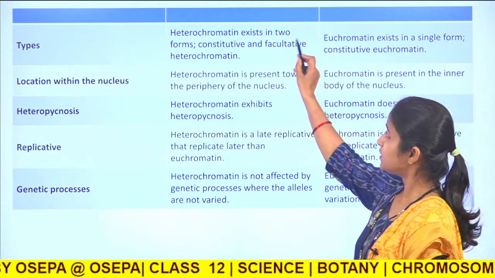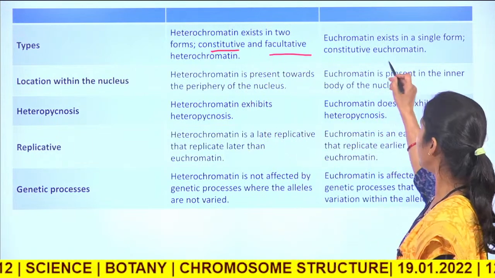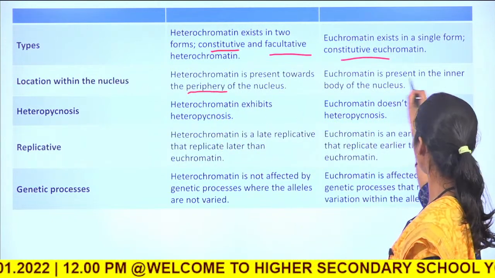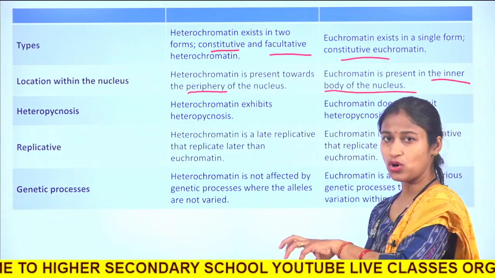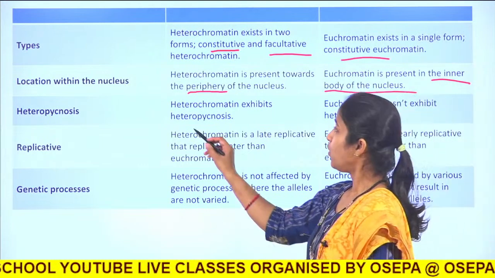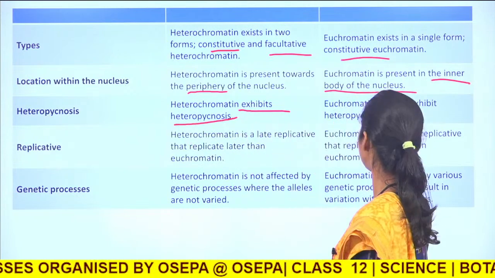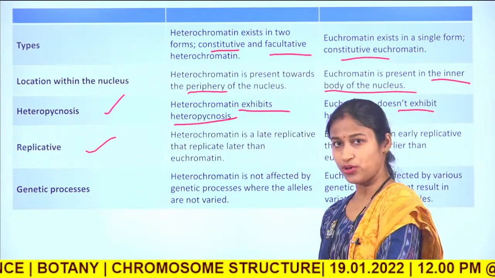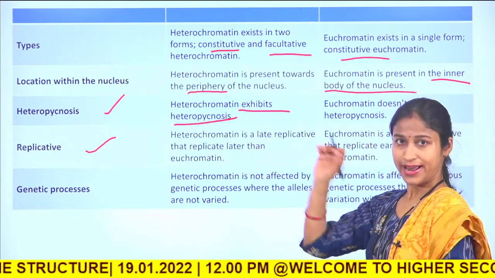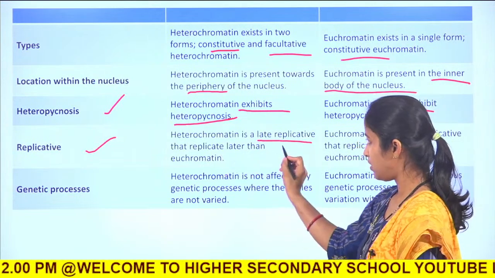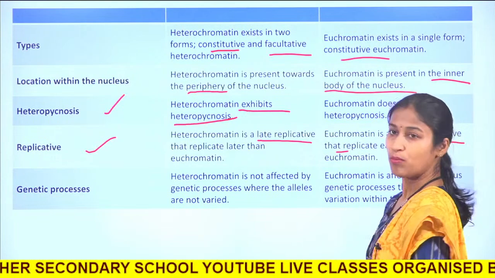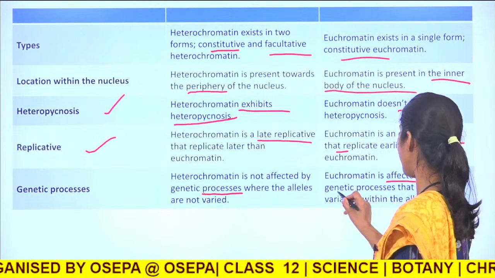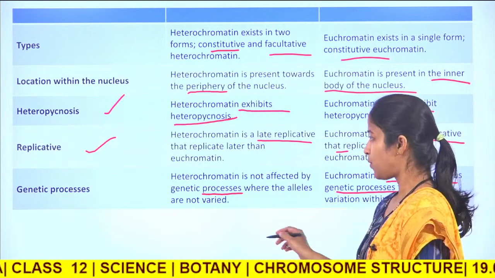Now, regarding types, heterochromatin exists in two types, one is constitutive, the other is facultative, but euchromatin is only constitutive. Location within the nucleus: heterochromatin is present towards the periphery, whereas euchromatin is centrally located, towards the inner body of the nucleus. Heterochromatin exhibits heteropyknosis, but euchromatin does not. Regarding replication, heterochromatin replicates later than euchromatin, whereas euchromatin replicates faster. So it is a late replicative portion and these are the early replicative portion. Regarding genetic process, heterochromatin is not affected by genetic process, but euchromatin is affected by genetic process.